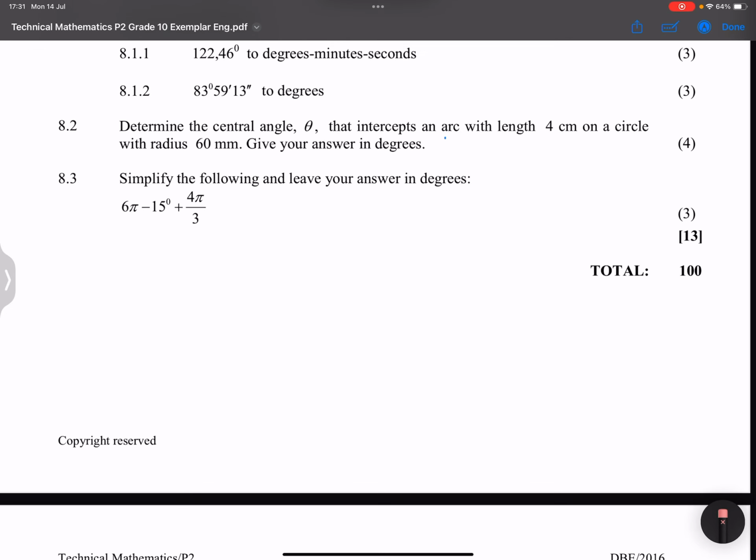Good day, everybody. And once again, we are back together. So we're looking at the last question, which is question 8.3.